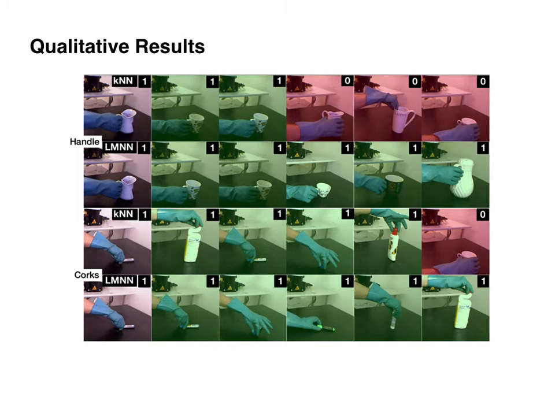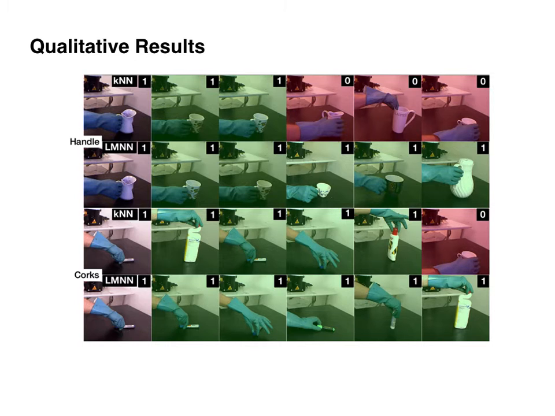And if we have a quick look at the qualitative results, we see here test examples to the left and the 5 closest neighbors. And what we can see is that KNN, for example, confuses a side grasp with a handle grasp, but LMNN does not. Same goes for cork.